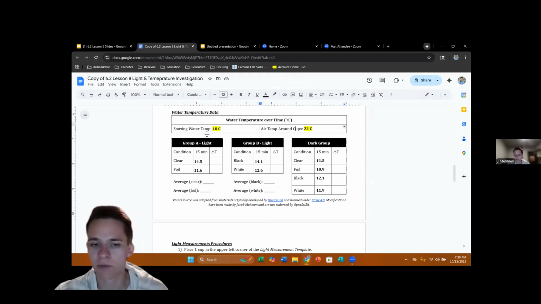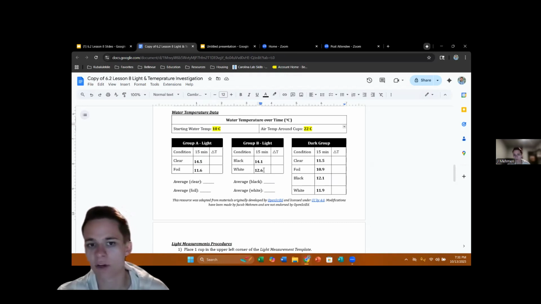Additionally, we set up two experiments. Remember, one of them was light. That means we were shining a light on these cups. And the other was our control. This was our dark group. Let's look at our light experiment first. For clear, our temperature rose to 14.5. Our foil rose to 11.6. Our black cup rose to 14.1, and our white cup rose to 12.6.